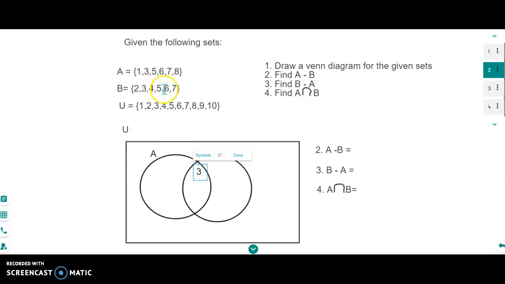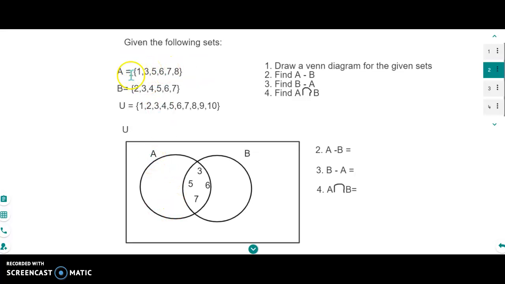5 is in A and B, so we write 5 here. 6 is also in both sets, so we write 6. 7 is included in both sets, okay? All right. So here we have 4 elements in common, okay? Only this.